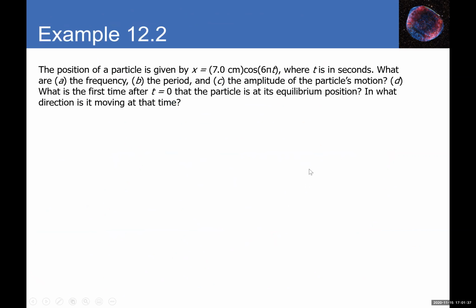Let's look at another example here. The position of a particle is given by x equals 7 centimeters cosine 6 pi times t, where t is in seconds. What are the frequency, period, and amplitude of the particle motion, and the first time after t equals 0 that the particle is at its equilibrium position? In what direction is it moving at this time?